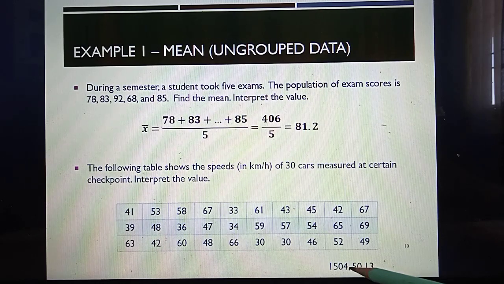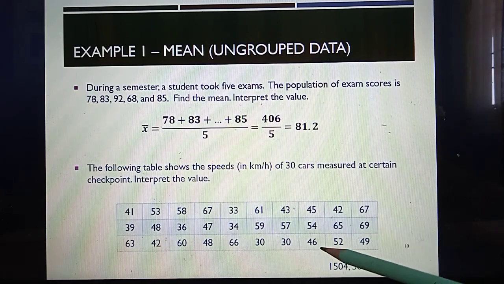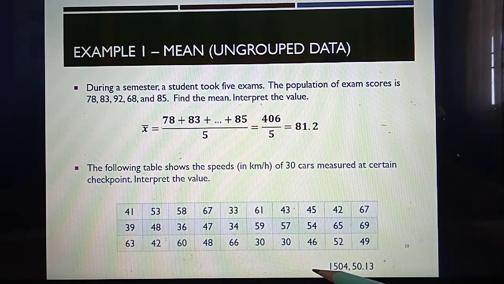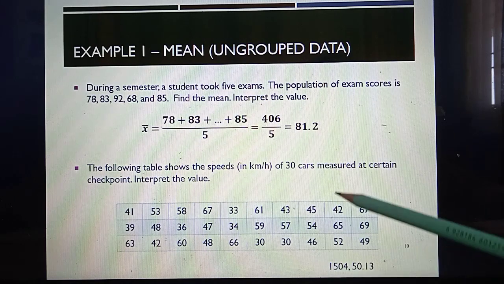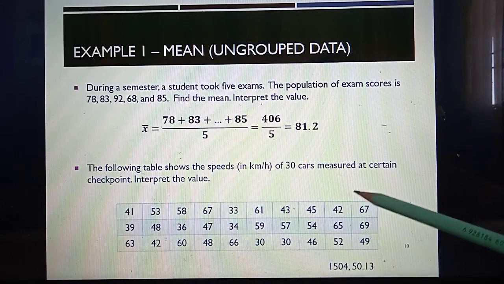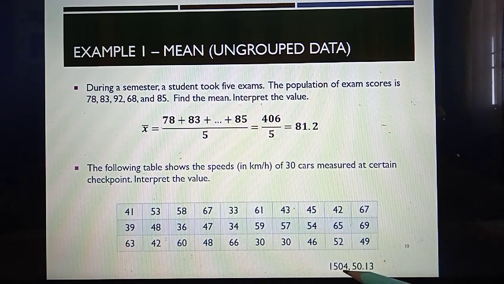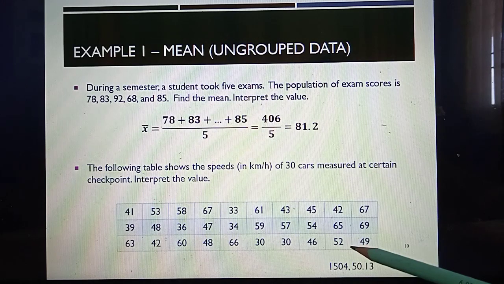Okay, so interpret the value. The value means that this is the average speed of the 30 cars. So meaning that the cars will have a speed at the checkpoint. The average is 150450.13, meaning that the speed of each car at the checkpoint is given by this number, this value.